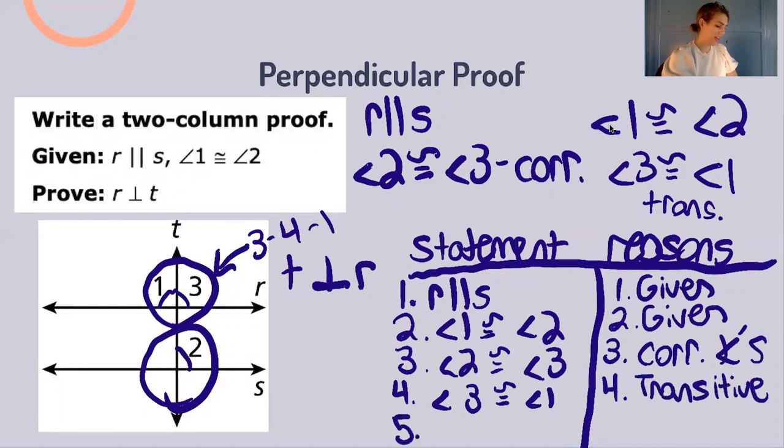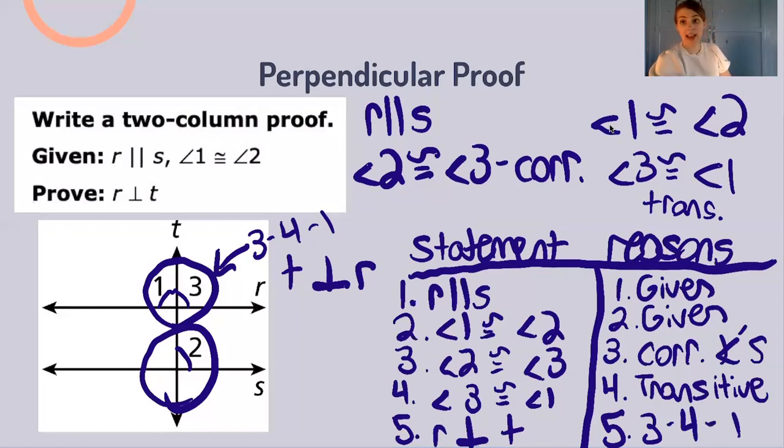And so finally, I proved that R was perpendicular to T because of 3.4.1, or you can list out that if 2 angles formed by a transversal are congruent, then the lines are perpendicular. That's what 3.4.1 says. So I use the shortcut and then my statement is proved.